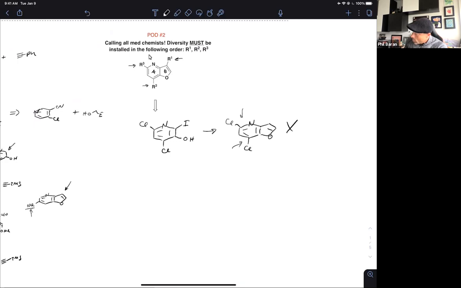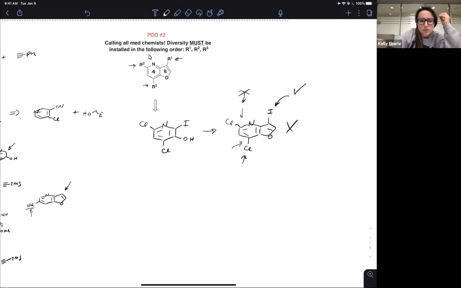So what might be a workaround to this problem? Because we could take this compound, we could easily iodinate it. We could do our first coupling there, that's fine. But our second coupling is going to go here, and that's not good. We want it to go here. So what's a way around this? Can you install a blocking group first? I guess that would be kind of steppy.